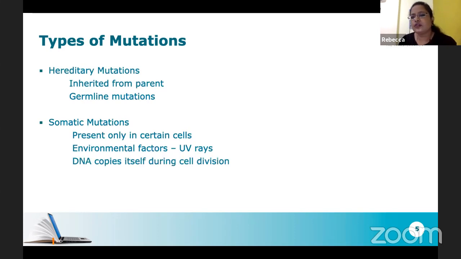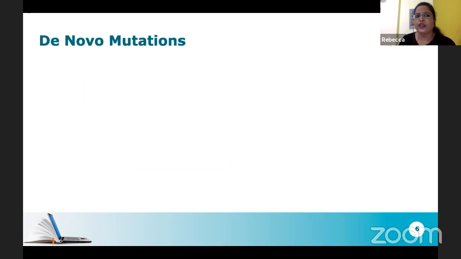We all know this basic concept: the DNA copies itself during cell division. Somatic mutations are not germline, as I told you. They affect all other parts except the sperm and the ovum. Now we are going to see a new term, de novo mutations. It is nothing but new mutations, a new mutation formed apart from the germline and somatic mutations.